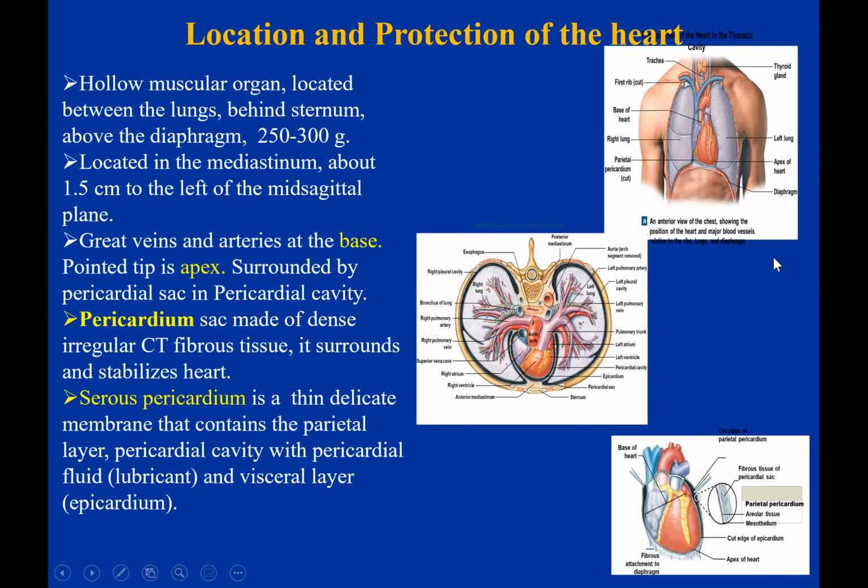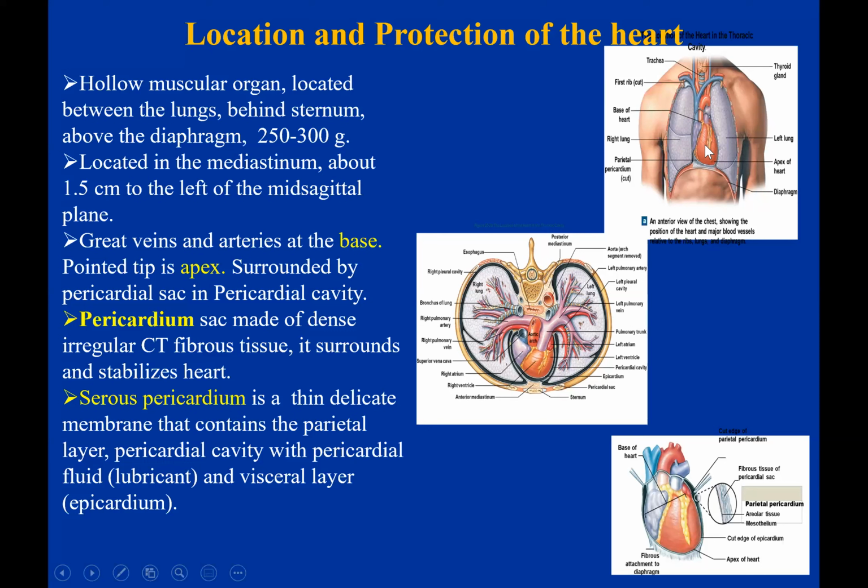So let's look at the location. In this picture is the location of your heart in the thoracic cavity. Between your right lung and your left lung, there is a cavity called the mediastinal cavity, right behind the sternum, above the diaphragm. That's where the heart is located. The heart is not stable. It's very dynamic. It's moving constantly.